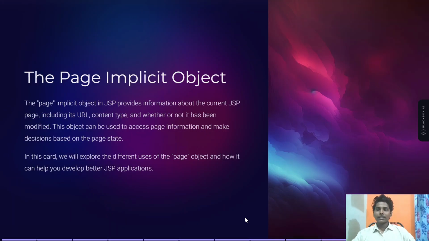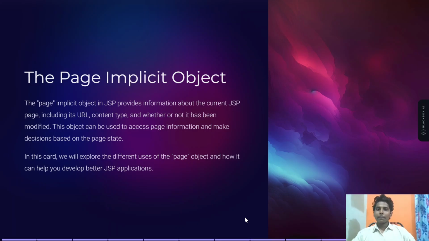The last one is the page implicit object. The page implicit object in JSP provides information about the current JSP page, including its URL, content type, and whether or not it has been modified. This object can be used to access page information and make decisions based on the page state. In this card, we will explore the different uses of the page object and how it can help developers.